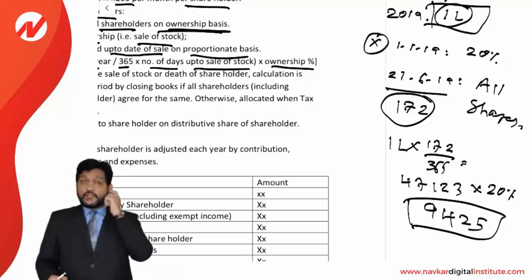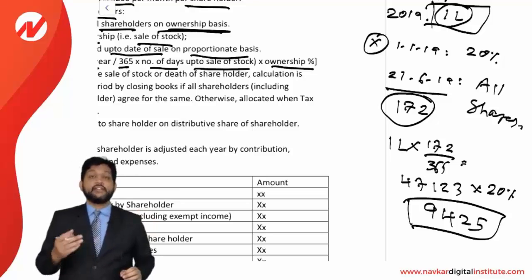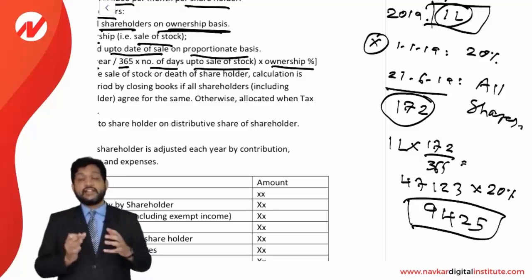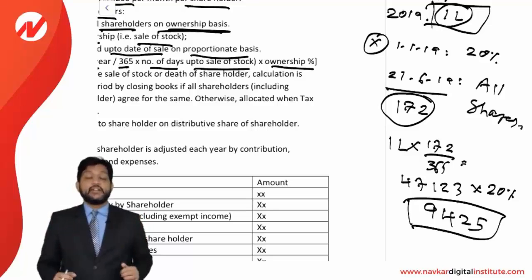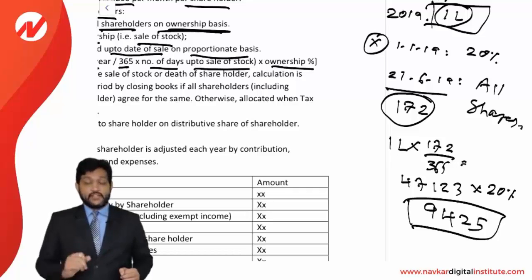Fine. So you need to consider he has sold his shares in between the years. So you need to make an income proportionate and only up to the date of sale, whatever income is relating to up to the date of sale, it will be allocated to the particular shareholder on ownership basis. So that should be the calculation.